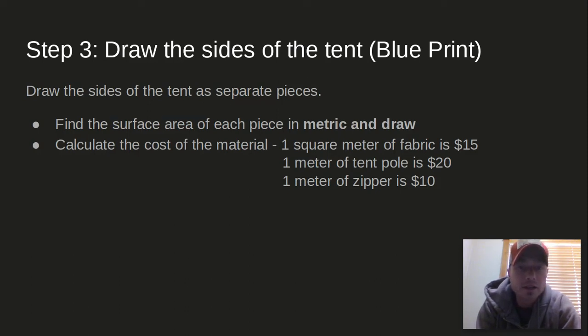You're going to calculate the cost of the material. I just made up some numbers. 1 square meter of fabric is $15. 1 meter of tent pole is $20. 1 meter of zipper is $10. So your goal is first to find the area of all these things, figure out how many poles you'll need, how long they'll need to be, that kind of stuff. My guess is that you're probably going to end up with some decimals. But you guys are pretty good there, and it shouldn't be a problem.